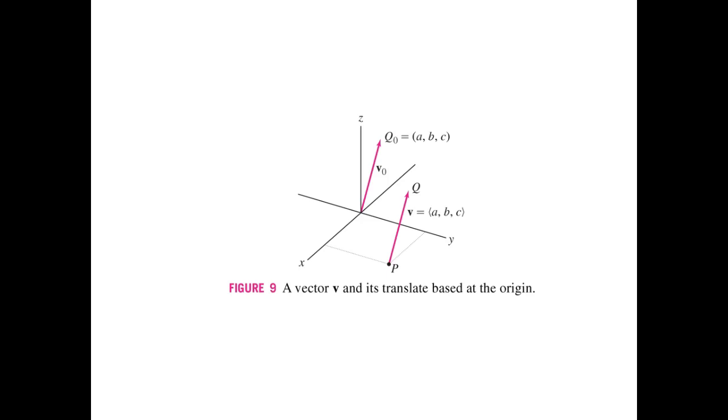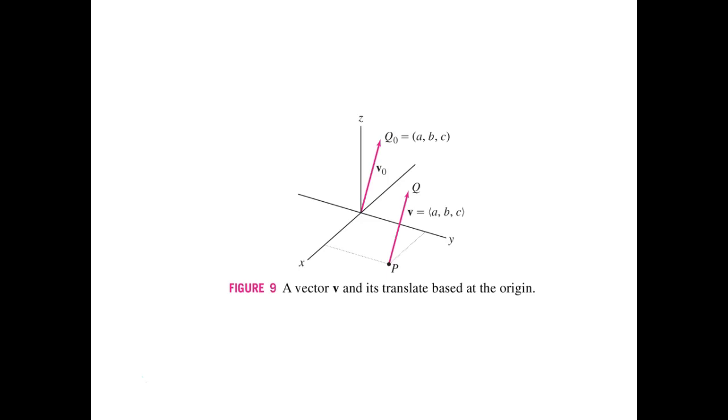These are coordinates of the point: A units, B units, C units, okay? These are components of a vector. Same A units in the X direction, B units in the Y direction, and C units there. The vector represented by this: A units here, B units there, C units here.